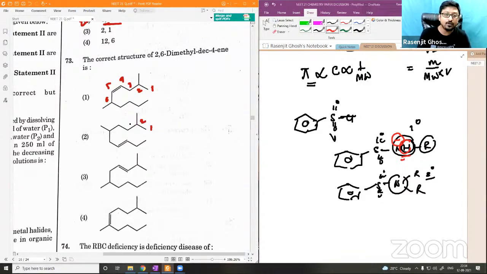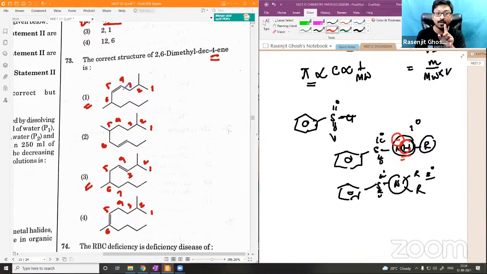Okay, 1, 2, 3, 4, 5, 6, right? 1, 2, 3, 4, 5, 6, 7, and 1, 2, 3, 4, 5, 6, right? Now here you can see 2,6-dimethyl. In both the 2 and 6 positions you have dimethyl in compound number 1 and compound number 3. But in the 4th position you have the double bond.